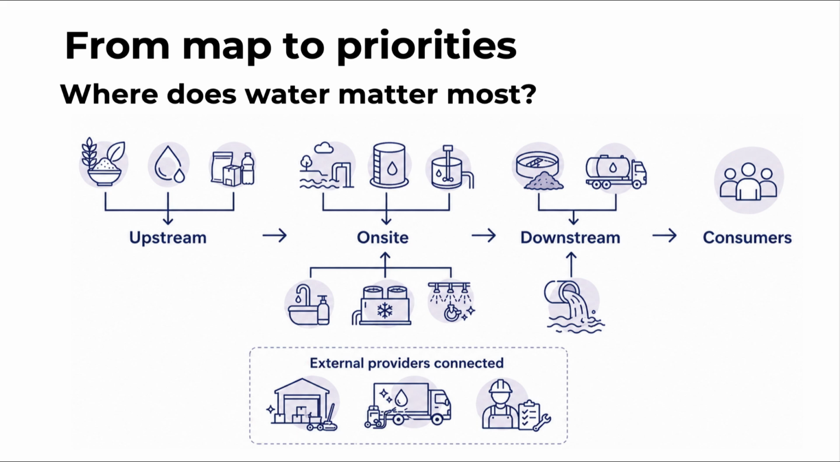The purpose of this map is not to describe everything. It is to support decisions. Where is water most critical? Where are the risks? Where are the opportunities? So the life cycle map helps us focus. If you only see water inside your processes, you are only seeing part of the system.